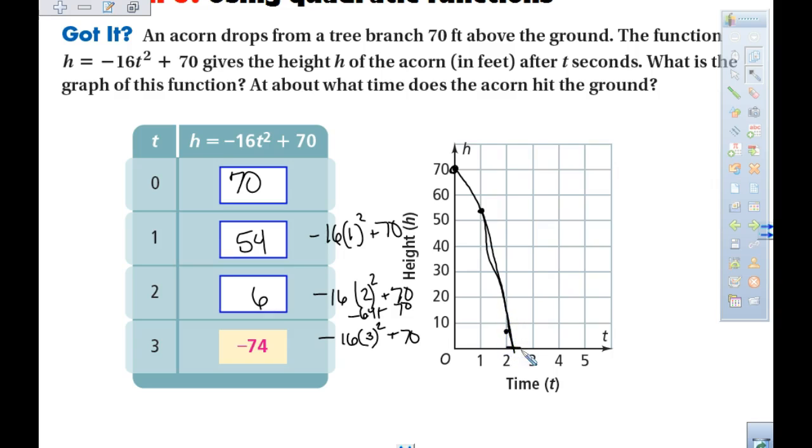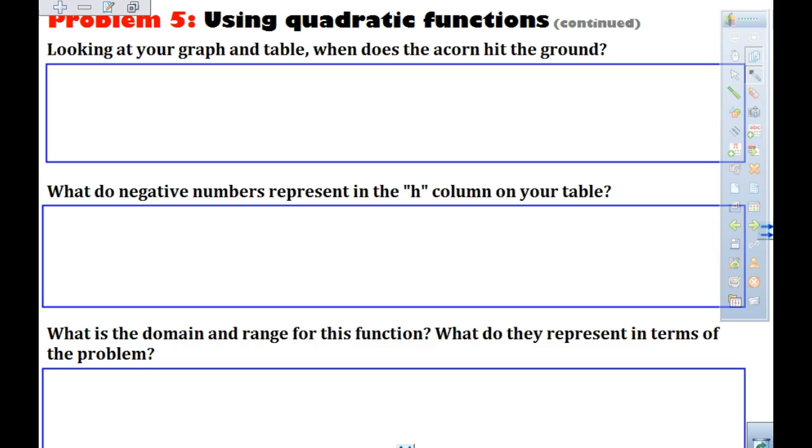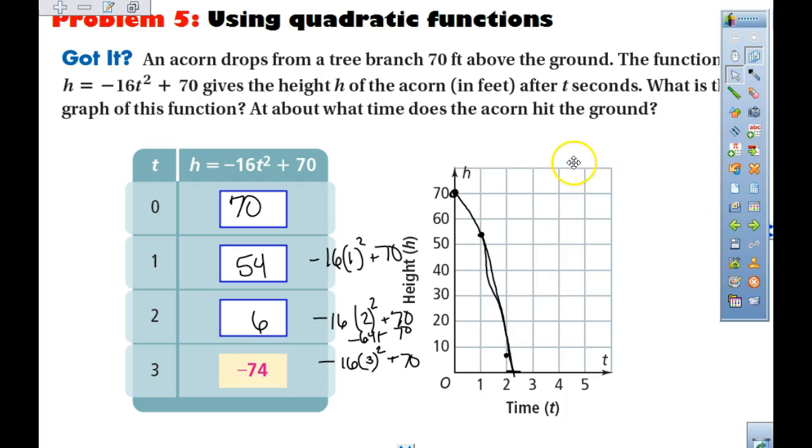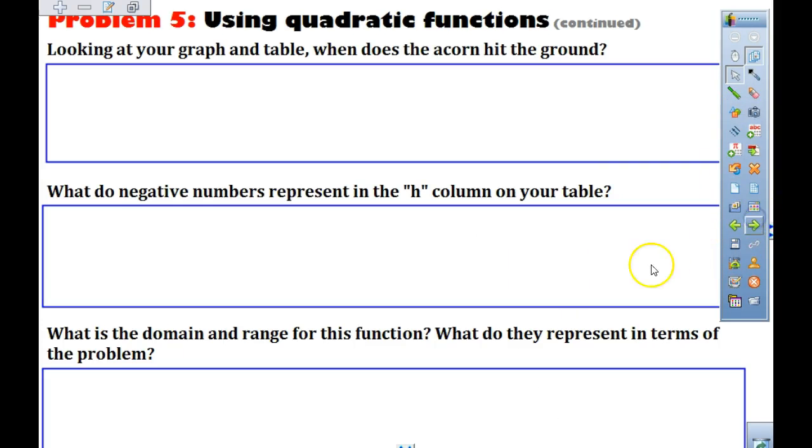If you were going to estimate when it's going to hit the ground, what might we be thinking about? 2 seconds. But probably it isn't exactly 2 seconds. You can estimate that. We can check, but we're not going to do that right now because the part on the bottom asks you to take a look. The last page of your notes says, if you look at the graph and table, when does the acorn hit the ground? At about how many seconds? Like 2.1 or 2.2, a little over 2 seconds.